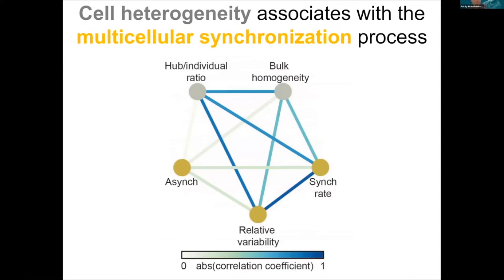Using those divisions of labor and quantifying the synchronization process, we find there's a very close relation between how the system approaches synchronization and the network structure. Particularly, this number, the hub to individual ratio, namely the fraction of the hub cells versus the fraction of individual cells, is strongly correlated with how fast the synchronization happens, as well as the efficiency of the synchronization. But I won't go into detail of this correlation map. If you're interested, in the end, I can share the link to our manuscript.